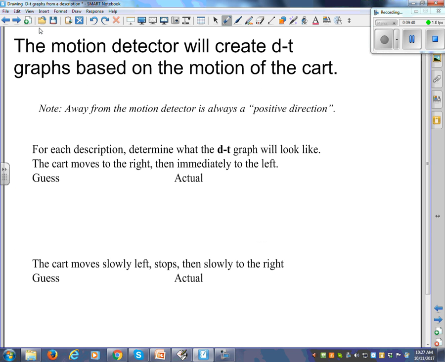Okay, here's the fun part. Give me a second to set it up. Talk amongst yourselves. What I have here is a motion sensor, a little cart, Kenny. Here's the motion sensor here.